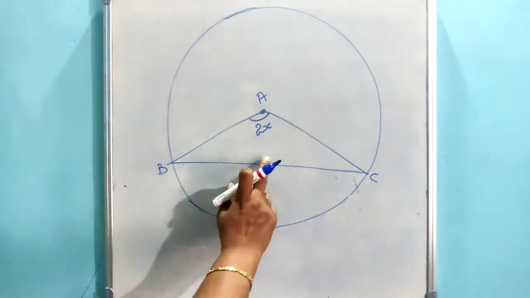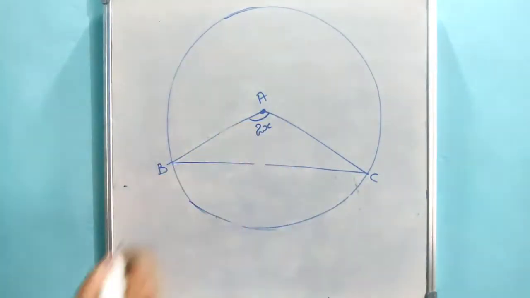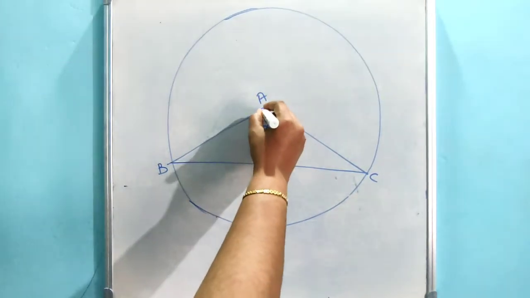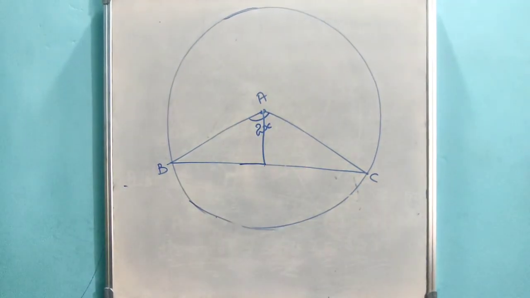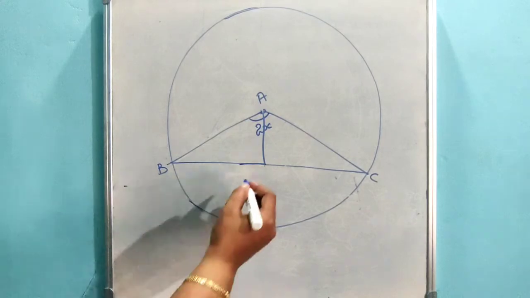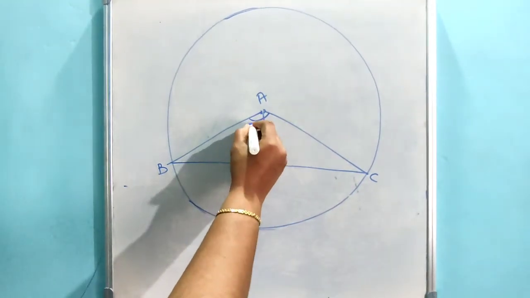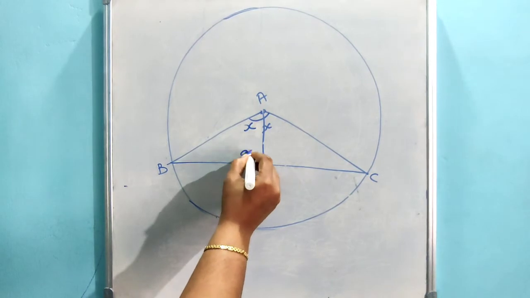Okay, so we know that this ABC is an isosceles triangle. Then if we draw the perpendicular from the third vertex to the base, we get two right triangles here. One is triangle ADB and the other is triangle ADC. And what about this angle? This angle is equal to x degrees and this angle is equal to 90 degrees.